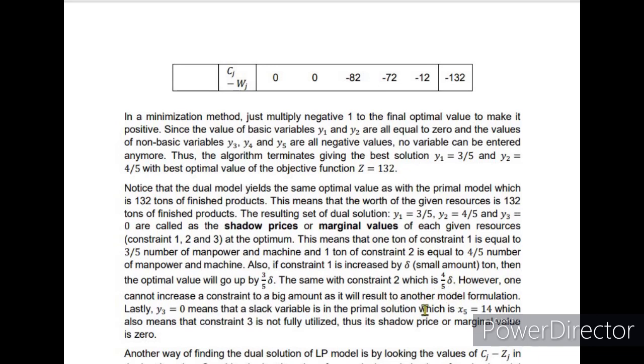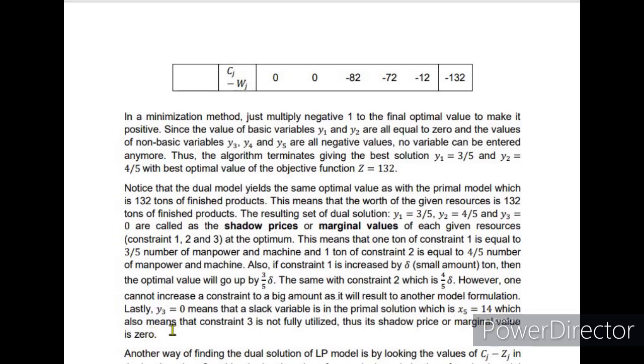Okay? However, one cannot increase a constraint by a big amount as it will result to another model. So, remember that. You cannot increase the amount for each constraint by a big amount because it will result to another model. You can increase it by a small amount only.